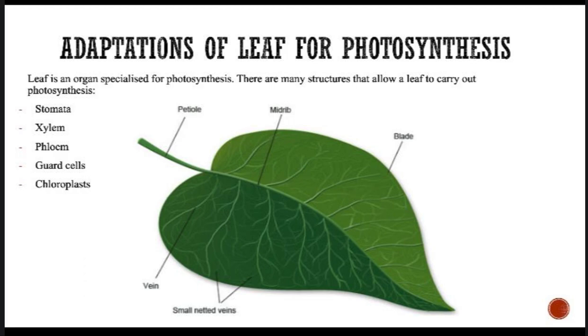Now let's take a look at how the leaf is adapted for the process of photosynthesis. First of all, you need to be able to recognize all of the structures of a leaf. The leaf is the organ specialized just for photosynthesis, so there are many structures that allow a leaf to carry out this process. First of all, the stomata, we have already visited why. The xylem, the phloem, the guard cells, as well as the chloroplast, which contains the chlorophyll pigment.